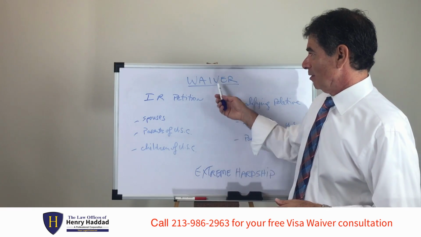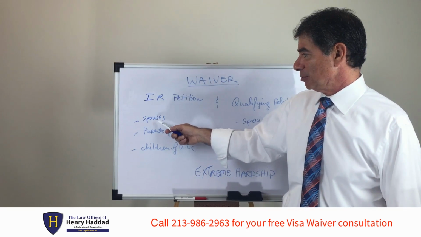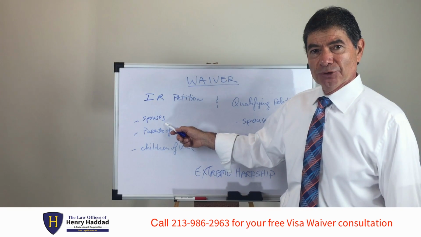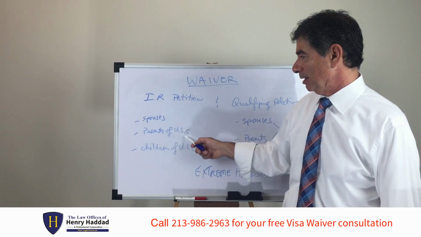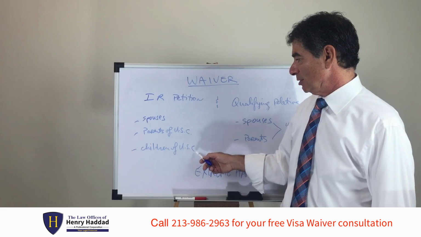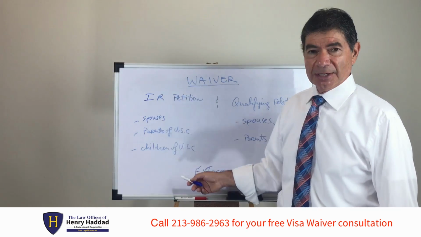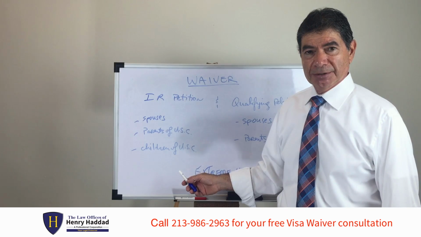So when does a waiver come into play? Obviously, you have to have an immediate relative petition. Your husband or wife is applying for you, you're a parent of a U.S. citizen child, or you're a child of a U.S. citizen parent. That's the starting point for the immediate relative petition.